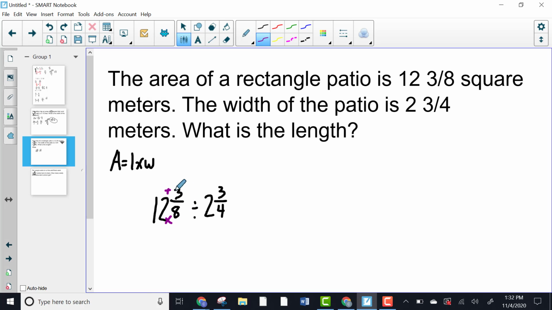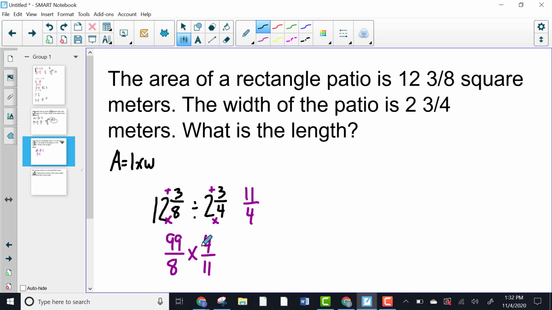We take 12 times 8 and then add 3 to that. 12 times 8 is 96, plus 3 is 99 over 8. Then we take 2 times 4, that's 8, plus 3, that's 11/4. And remember, we keep, change, flip: we take that 11/4 and make it 4 over 11.